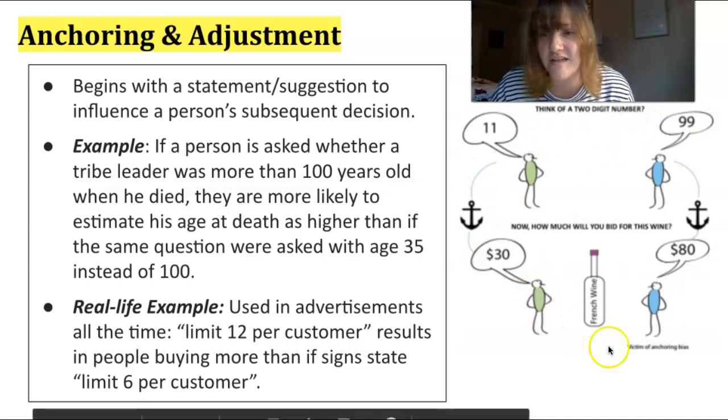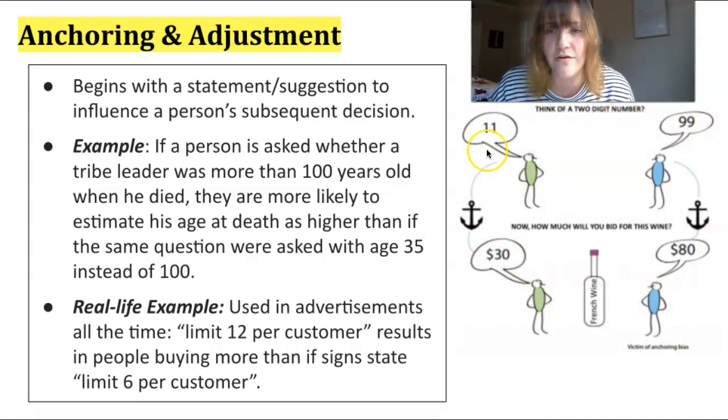So if you look at this picture I found for anchoring bias, it says think of a 2-digit number, and you have two people who thought of two different numbers, and then are asked how much they'll bid for a bottle of wine. And that anchor actually affects the decision that they make.